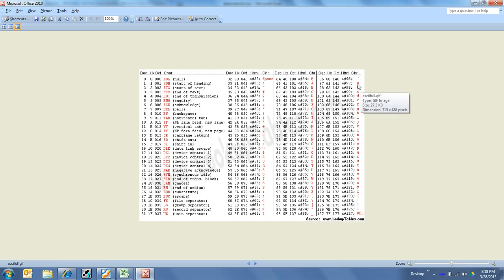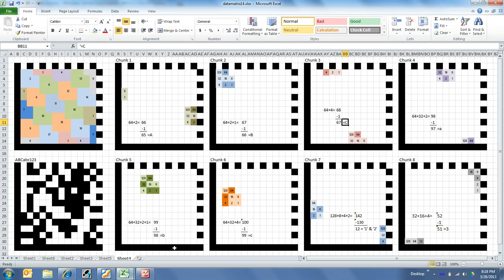Anyways, the next character we're going to be looking for is a 97 for a lowercase a. So coming back to this, starting here, 64 plus 32 plus 2 is 98, minus 1, there is that 97, gives us our lowercase a. Now the same thing here for chunk number 5: 64, 32, 2, and 1 equals 99, minus 1 is 98, that is our lowercase b. Now for c, you get the picture.